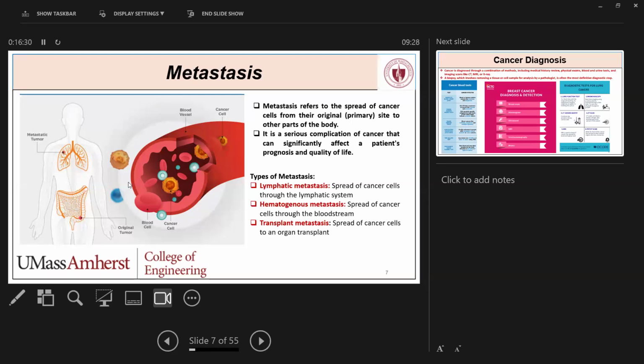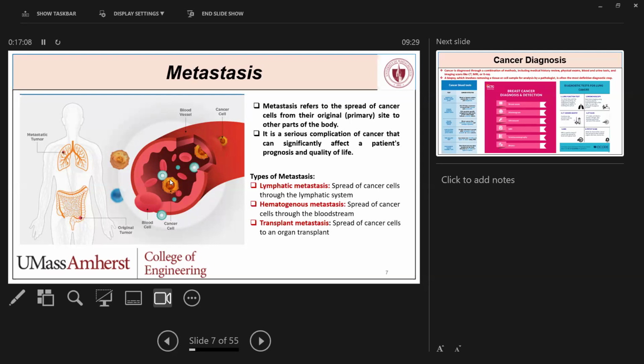And imagine uncontrollable cells transporting to other parts of the body. Imagine how badly it will affect your organ function, or the structure or characteristics of that organ, right? As I mentioned, metastasis refers to the spread of cancer cells from the original primary site to other parts of the body. It's a serious complication of cancer that can significantly affect a patient's prognosis and quality of life. Prognosis is the outlook of the disease.